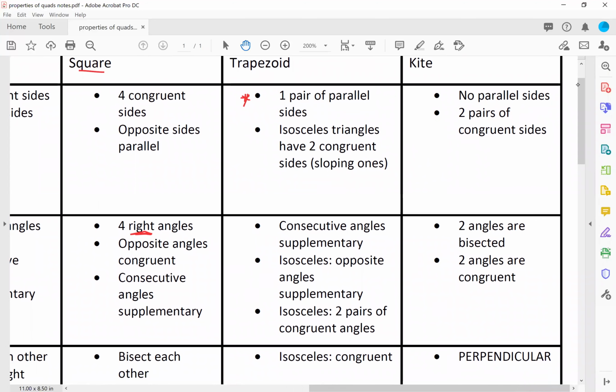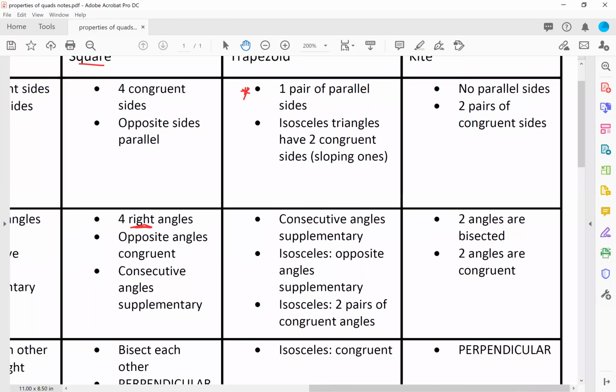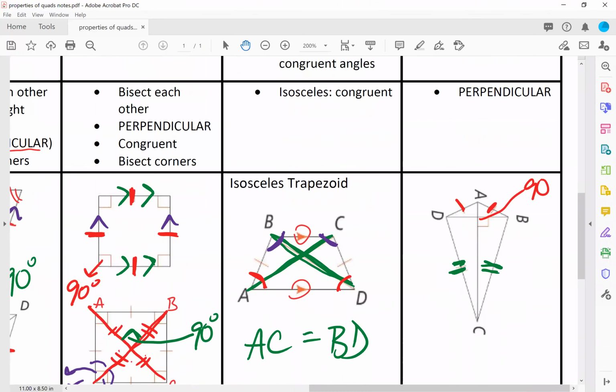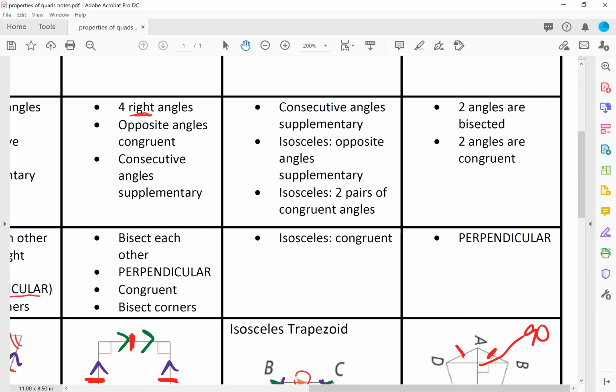Okay, they don't have any parallel sides. They only have 2 pairs of congruent sides. So if we look over here, none of these sides are running parallel to each other, but you can see these top 2 sides are equal to each other, and these bottom 2 sides are equal to each other. So that's how you know you have a kite.